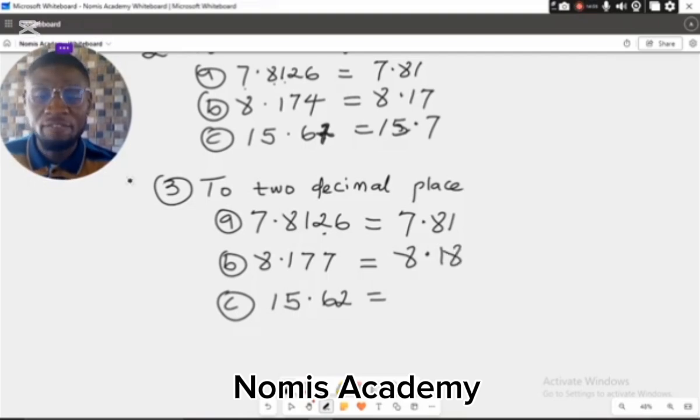Now here I have 15.62. The question is already in 2 decimal places. What am I going to do? Then it remains the same. Since it's still asking me to leave it at 2 decimal places, it will be 15.62. Nothing to consider to put it into decimal places.